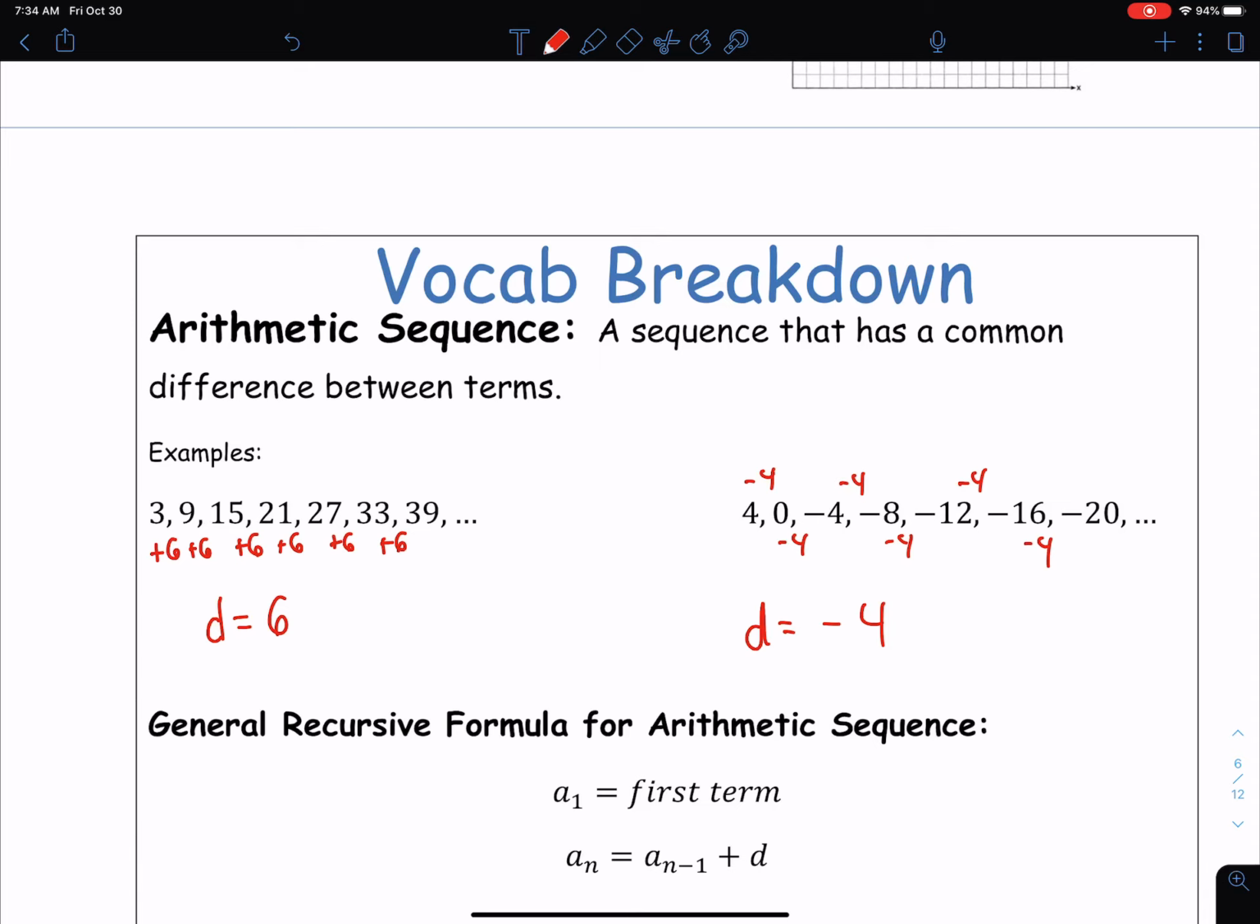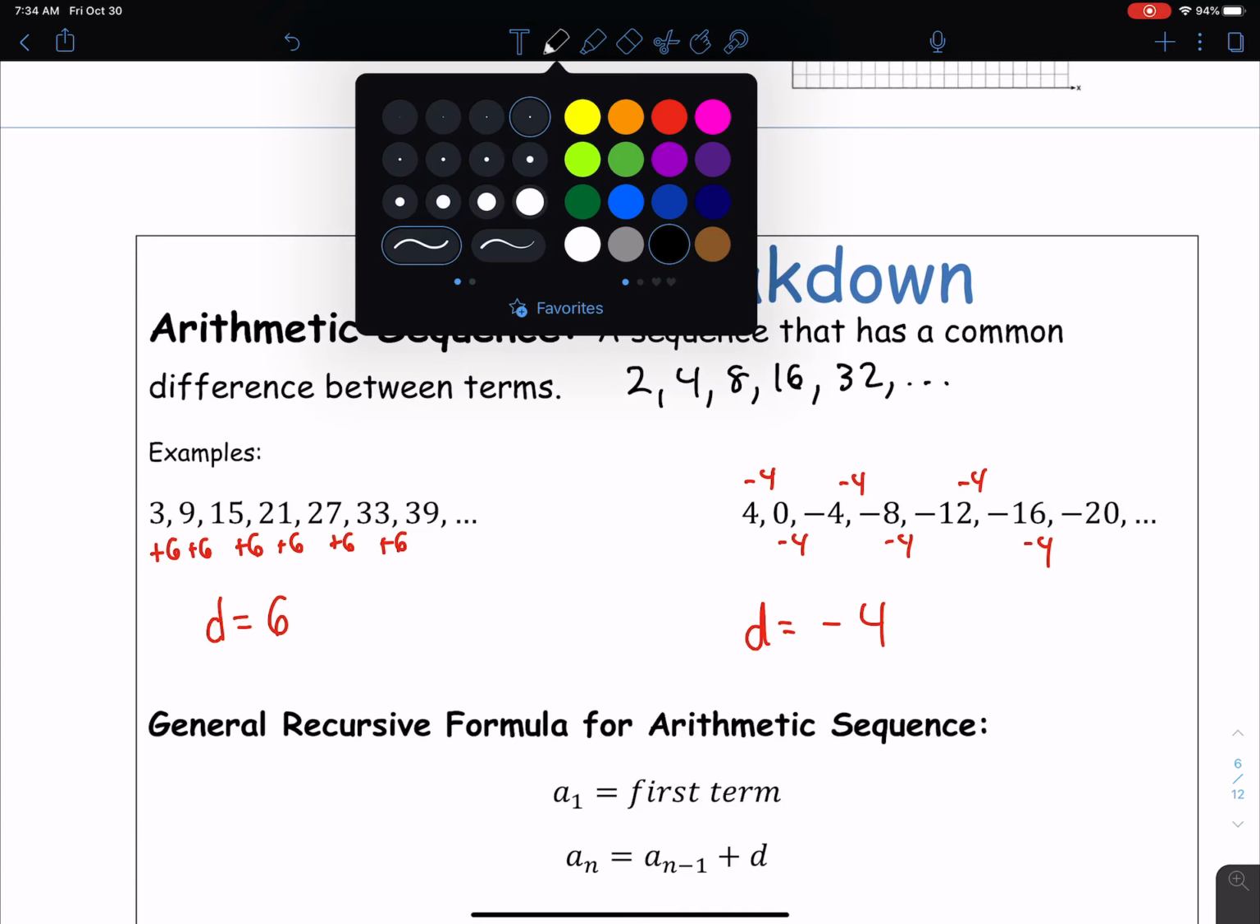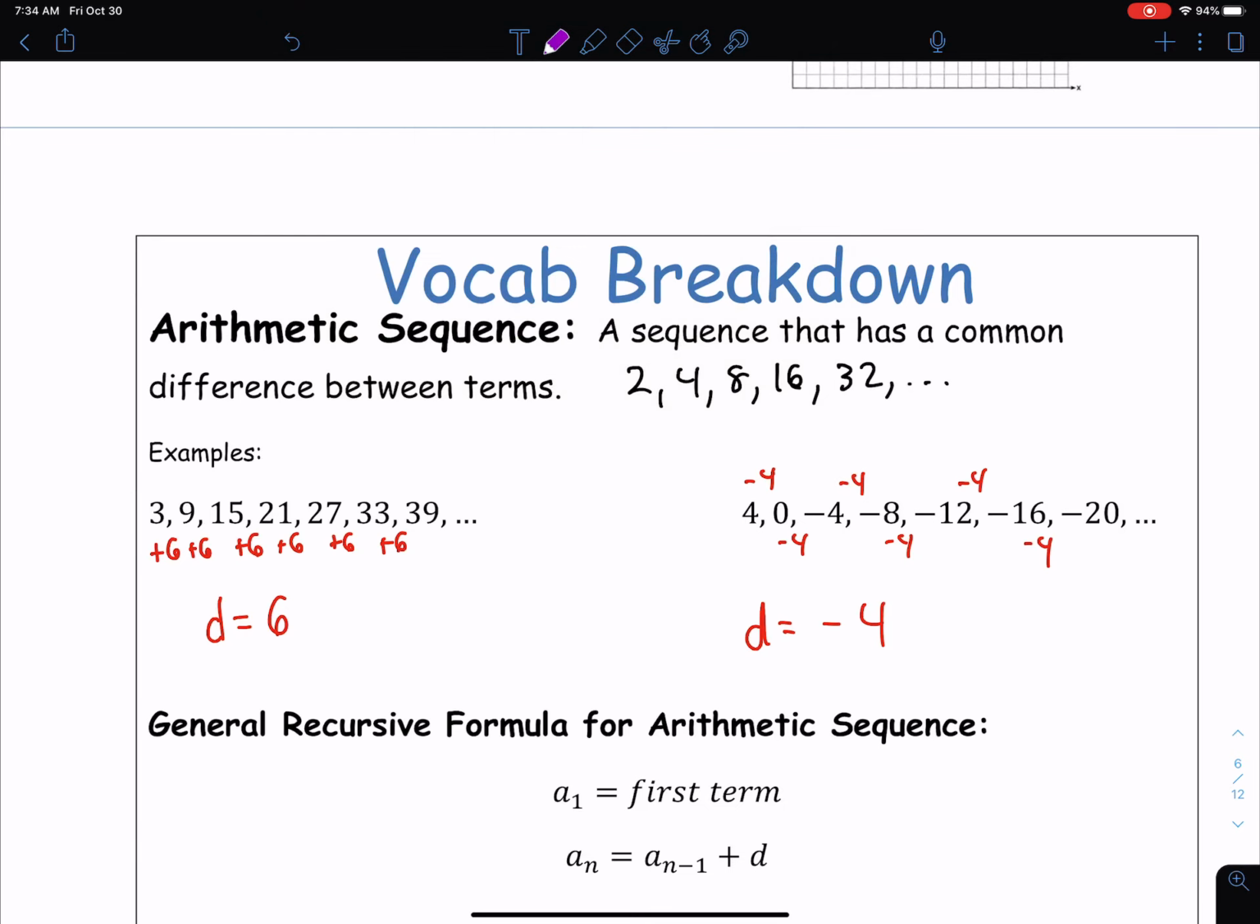I'll show you guys one that's not an arithmetic sequence. So how about, I don't know, we'll do 2, 4, 8, 16, 32. We'll keep going like that. So this one has a common difference. We add 2, we add 4. Actually, it doesn't have a common difference because we're adding a different amount each time. So there's no common difference. This is not an arithmetic sequence. But the other two are arithmetic sequences because we're either adding 6 the whole time or subtracting 4 the whole time.